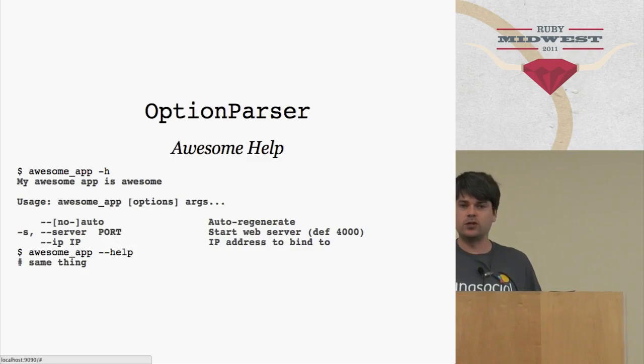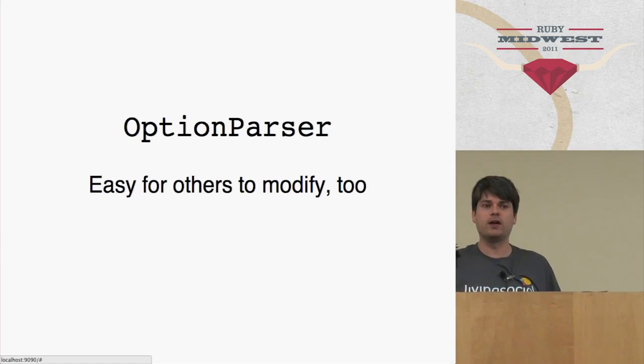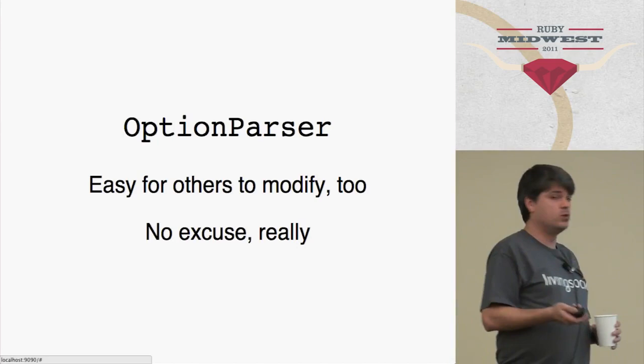Now, option parser is easy for others to modify. When you see an app that's written with option parser, it's very easy to modify, which means someone else can take care of that for you while you do other things. And it's built in with Ruby, so there's nothing to distribute. There's really no excuse not to use this.